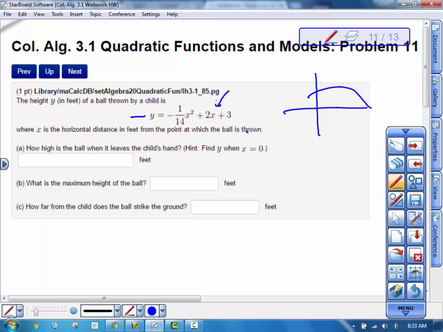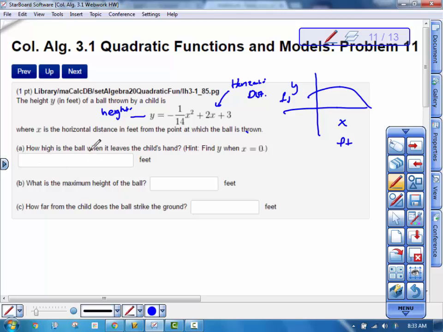x is the horizontal distance, and y is the height. So here's x and y. Both of these are in feet. Okay, it's important to understand your units before you understand what this equation is telling us.